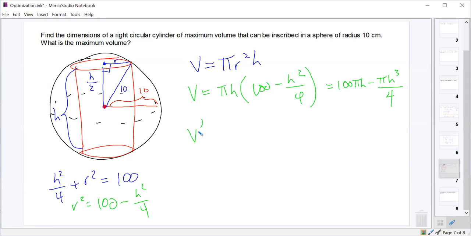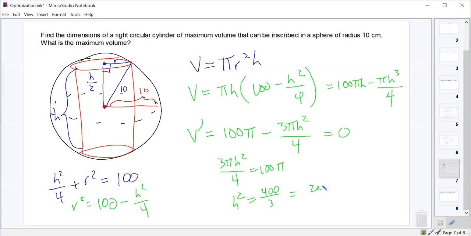Good. And what's V prime? 100 pi, right? Minus 3 pi h squared over 4. And we want to know, when does that equal 0? We got 3 pi h squared over 4 equals 100 pi. The pi's will cancel, right? We end up with h squared equals 400 over 3, or h equals plus or minus 20 over root 3, but we can probably ignore the minus 20 over root 3 as a height. Good or no?